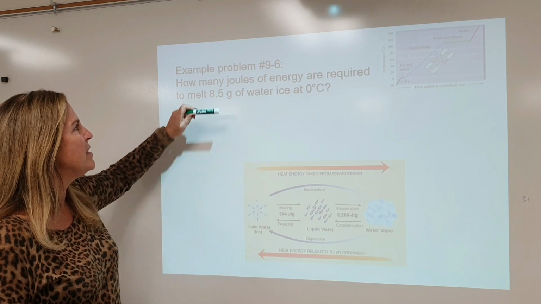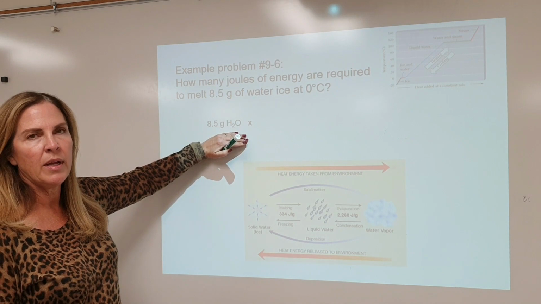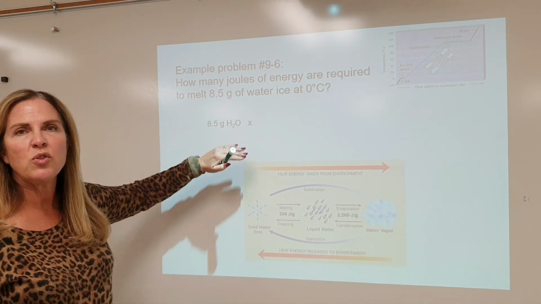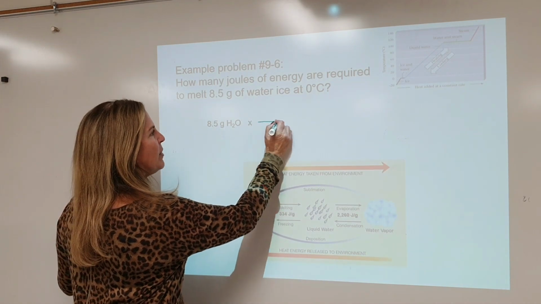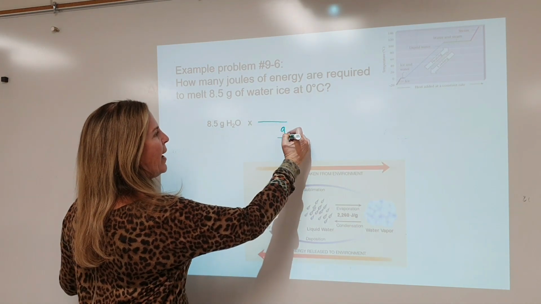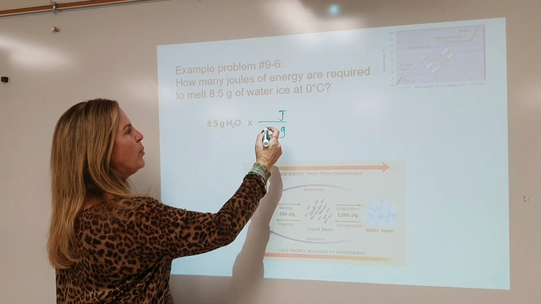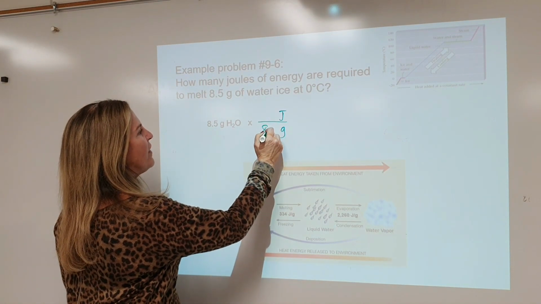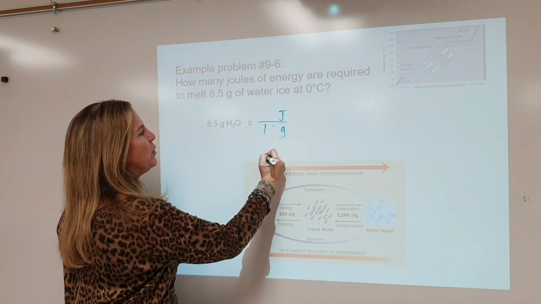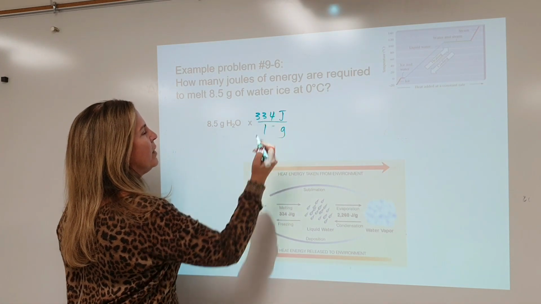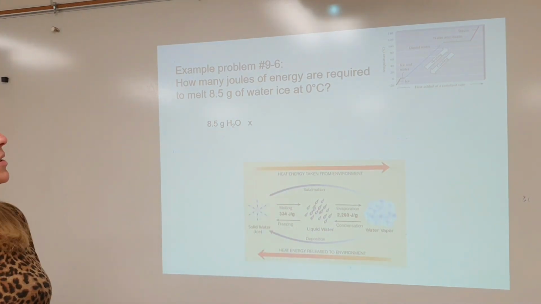Whenever we do a problem like this, we always start with what's given. So here's our 8.5 grams of water. Now we're going to use that relationship between grams and joules. So if this is grams, then I want to make sure grams is going to go downstairs. Joules is going to go upstairs, right? I'm going to use my heat of fusion, my 1 gram and 334 joules.